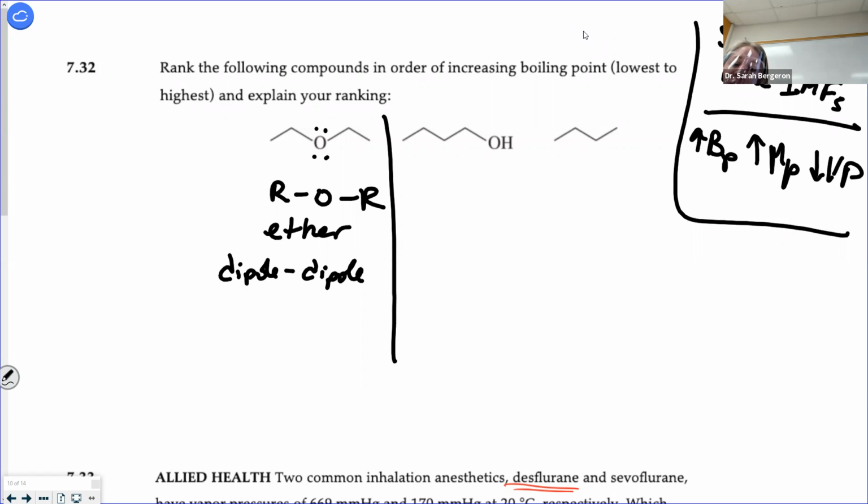All right, now, the second one, what do you see? What functional group? Alcohol, oh my gosh, alcohol. Or a hydroxyl, however you want to think about that. So what is the strongest? This is one thing you should just automatically know. What is the strongest type of interaction that can happen with a hydroxyl? Hydrogen bonding.